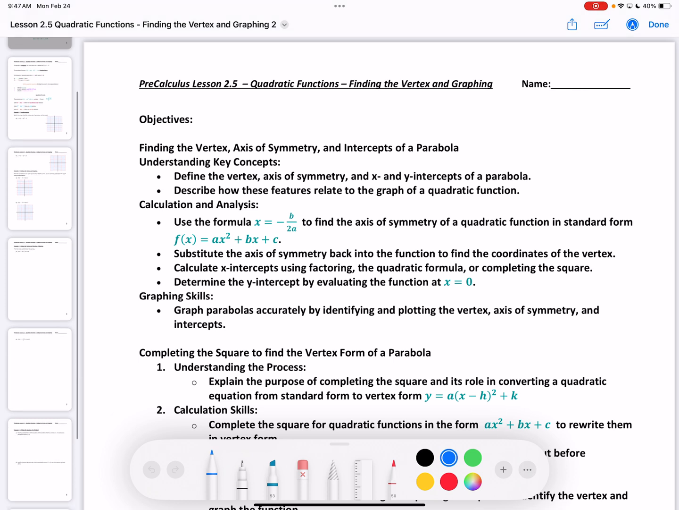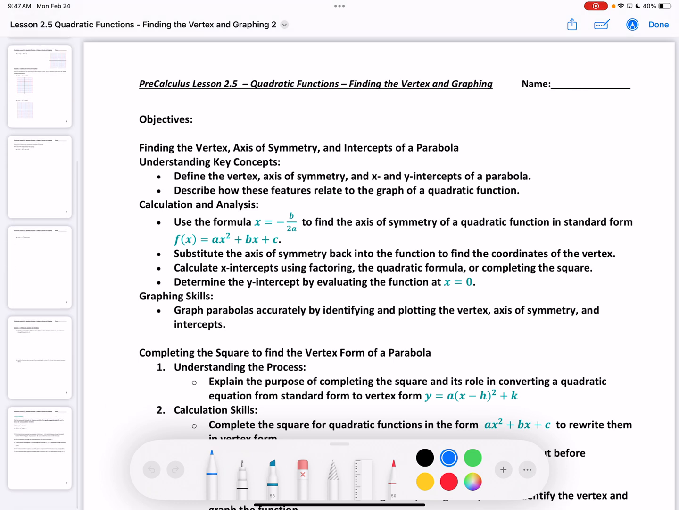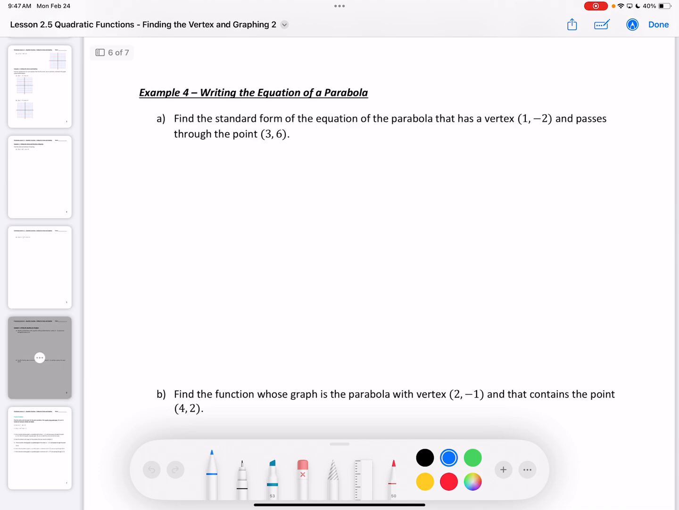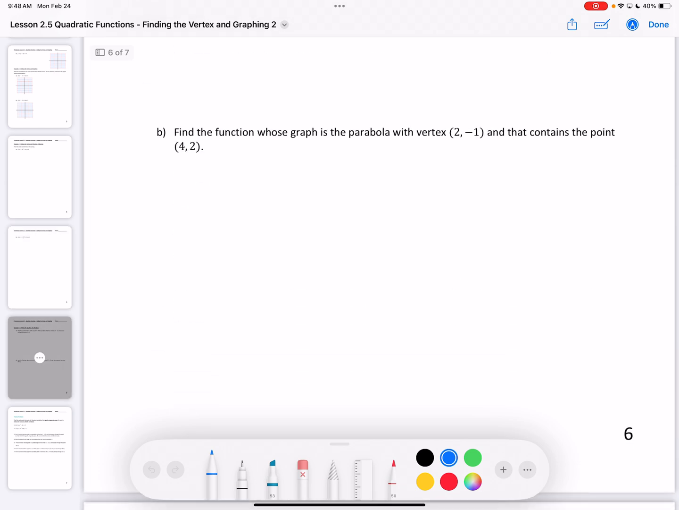I don't remember. What page was it? Page 6? Is that a 5 or a 6? This one? And it was B? That's what you said. Okay. So it said find the function whose graph is a parabola.